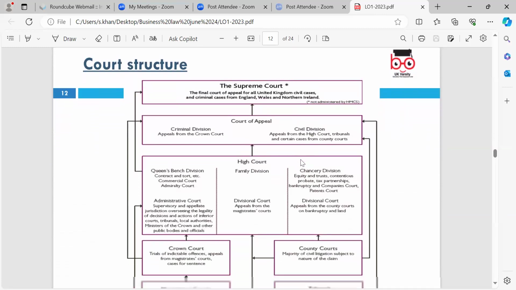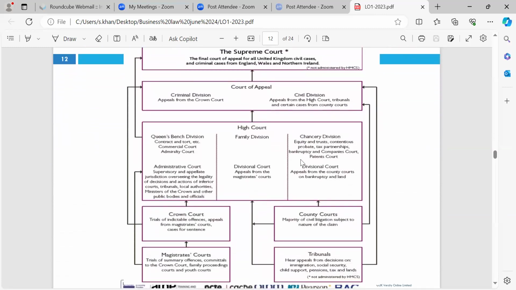The court hierarchy establishes which decisions must be followed by other courts in the system. Generally speaking, the higher the court in the hierarchy, the more authoritative its decision. The table illustrates the court structure, and it tells you what each court does.